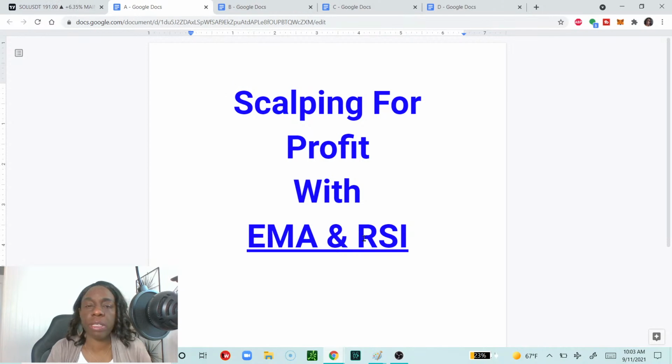Scalping for profit with EMA and RSI. So I'm going to assume everybody on this platform knows what an EMA is and what an RSI is. So that's my first assumption.